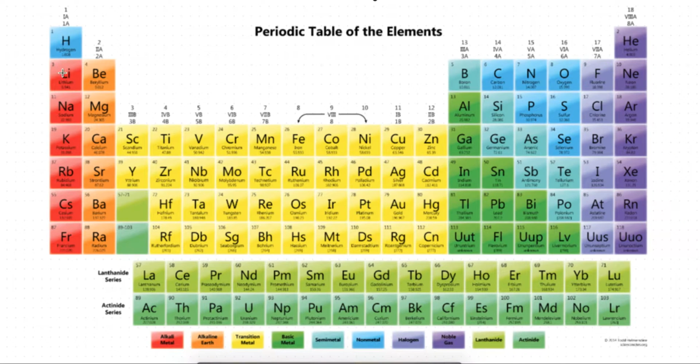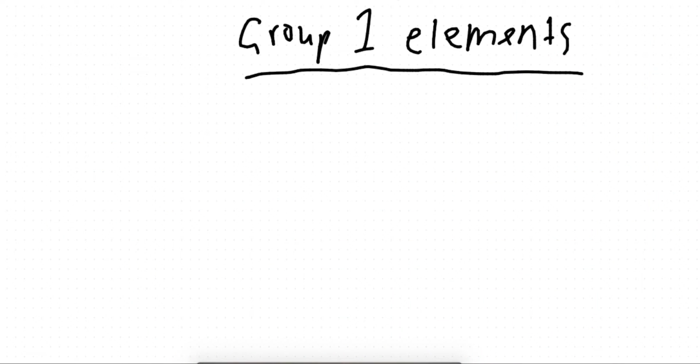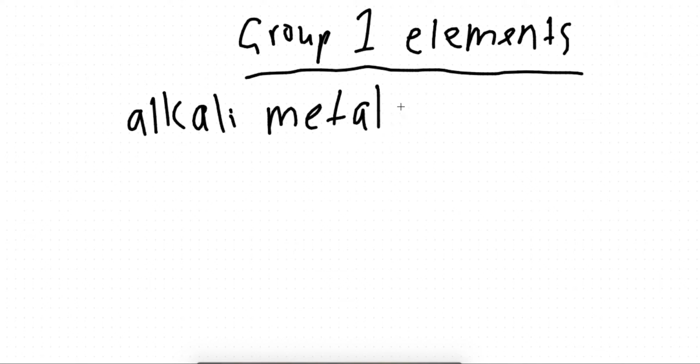The elements we have are hydrogen, lithium, sodium, potassium, rubidium, cesium, and francium. Now for this group, we don't normally refer to hydrogen. We only refer to the rest of them, because hydrogen is a gas, and this group is called alkali metals. So don't worry about the hydrogen, focus on the rest. So group 1 is called alkali metals. They each have one valence electron.